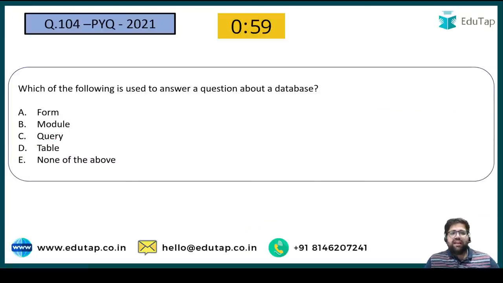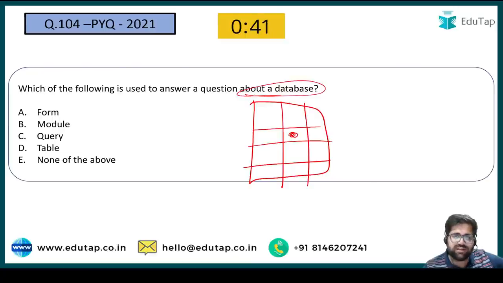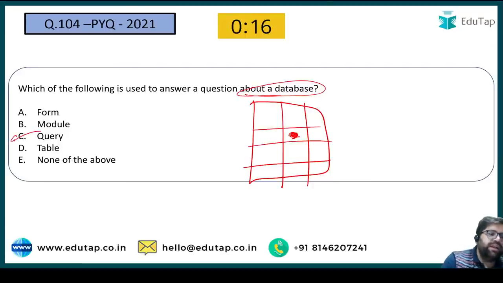Question number 104, again taken from the 2021 paper. Which of the following is used to answer a question regarding a database? We have seen that when building a database, there are different rows and different columns. If I need to get data from a particular cell, what command will I give? Sajjad is going with form, Akash with query, Megha with table, Diksha and Suraj with C. Yes, the correct answer here will be query. I give a query command that I want to know only this particular value out of the whole database. That is known as a query.